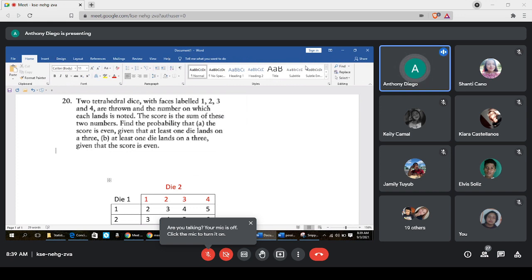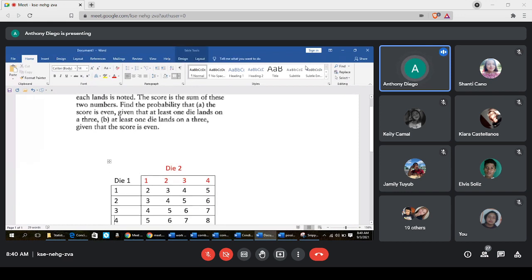That is the possibility space diagram for the two tetrahedral dice with faces that are labeled 1, 2, 3 up to 4 are shown, and the number on which each lands is noted. The score is the sum of these two numbers. Find the probability that the score is even, given that at least one die lands on a tree. So at least one die lands on a tree.